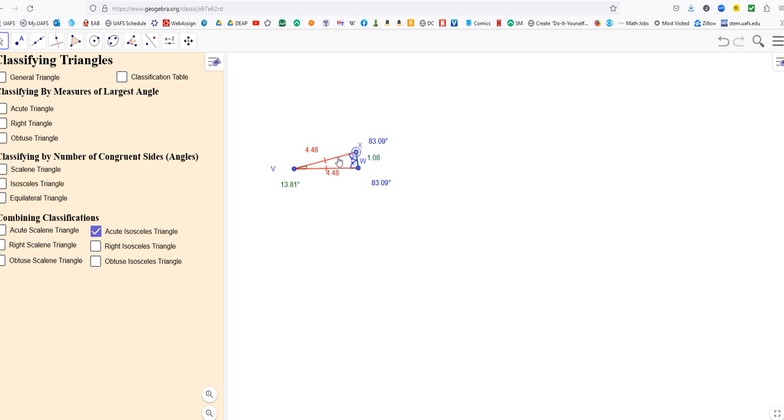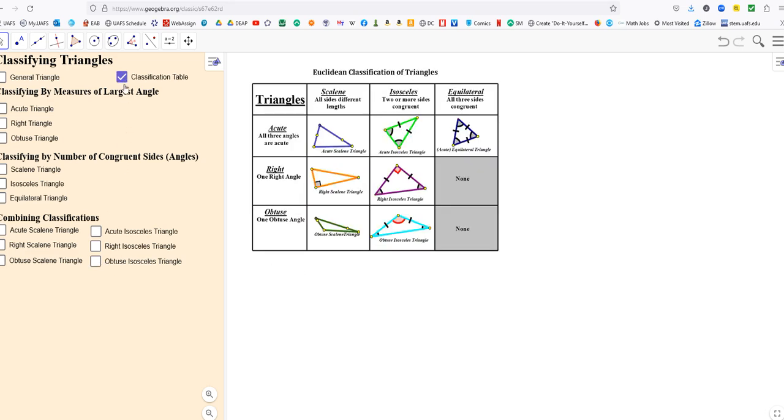Next one is acute and isosceles. So now all three angles are acute angles, and it's an isosceles. A right isosceles there. And obtuse isosceles here. So we get to see every one of the different kinds again, and then there is the classification table for it.